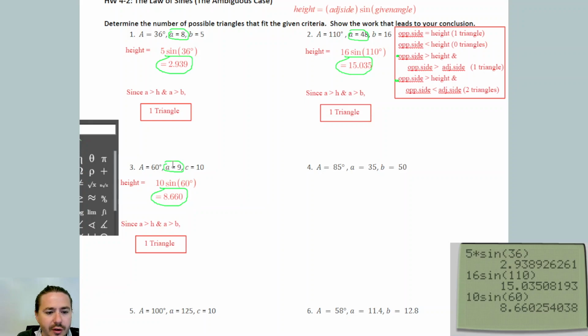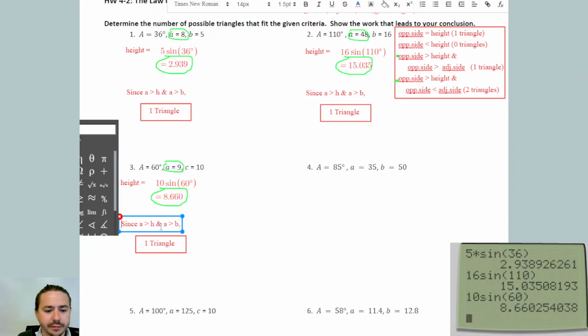Okay, so A value is bigger, right? A value is bigger than the height, but in this case, the A value is smaller than the other side. So in that case, where the A value ends up being smaller than the other side, we end up with two triangles.